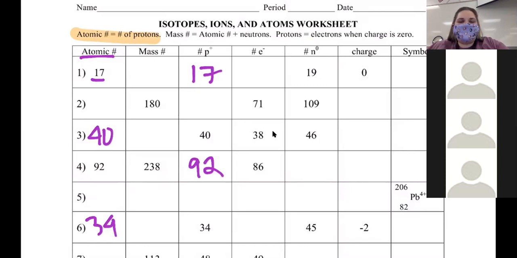The next thing, let's see, they gave us the neutrons on here. So I could find the mass number now, because the mass number is the atomic number plus the neutrons, or protons plus the neutrons, whichever way you want to word it. So mass number is atomic number plus neutrons. So I have 17, and then I have 19 neutrons. So what's the mass number for this one going to be, if I add those two up?